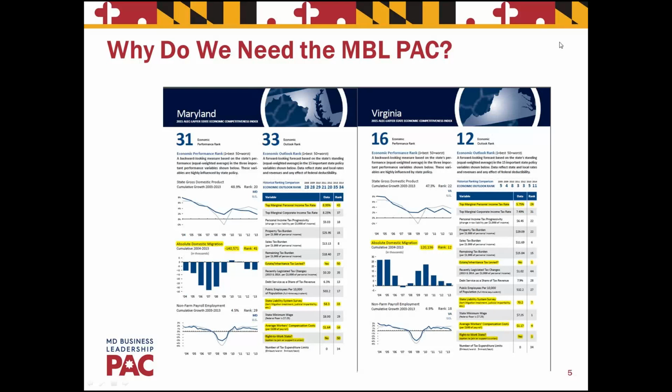Virginia, on the other hand, looks a heck of a lot better. They're 16th in economic performance and 12th out of 50 in economic outlook. So let me show you where those numbers come from. Each of these highlighted attributes on these 2 pages are on this next slide where we're going to have the data.